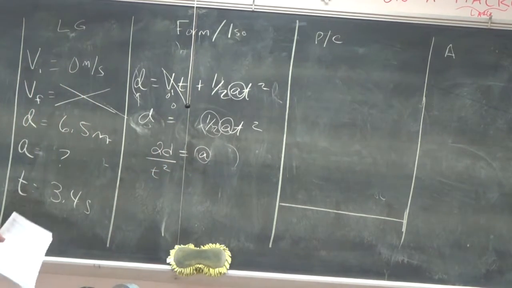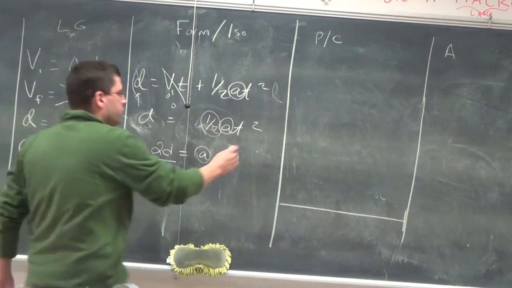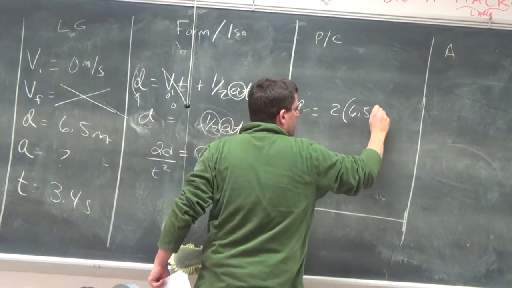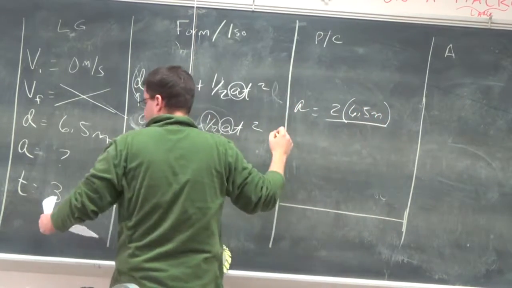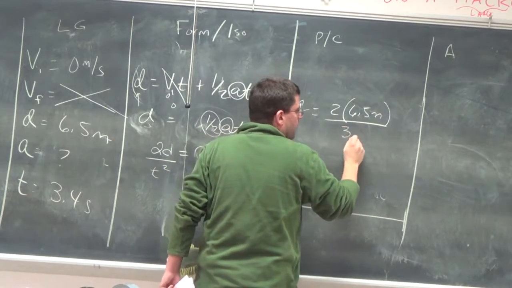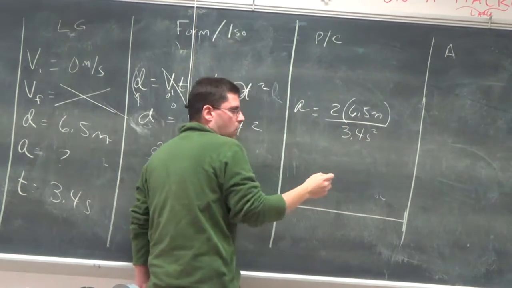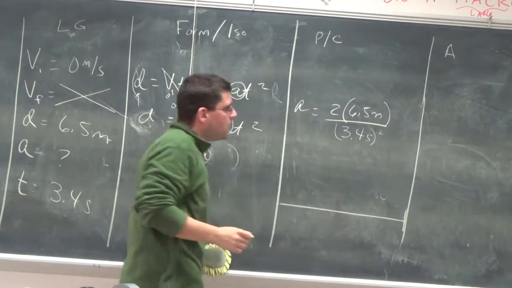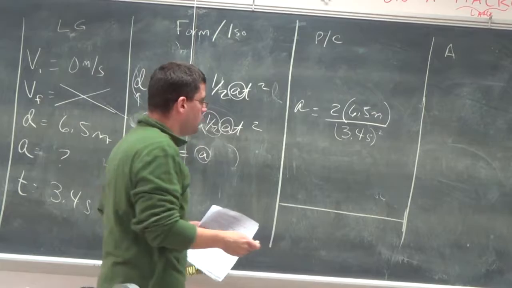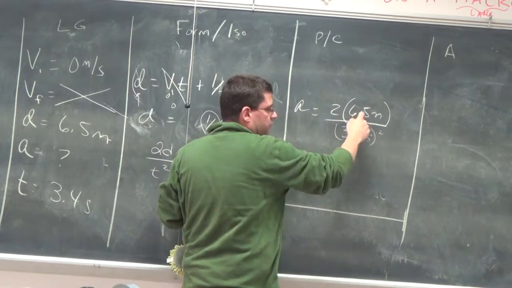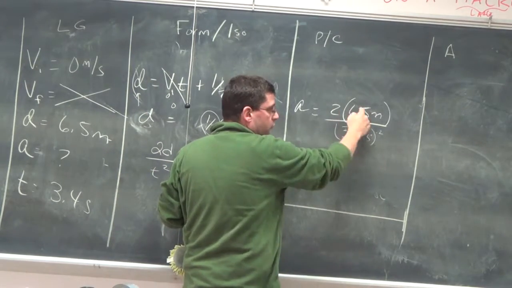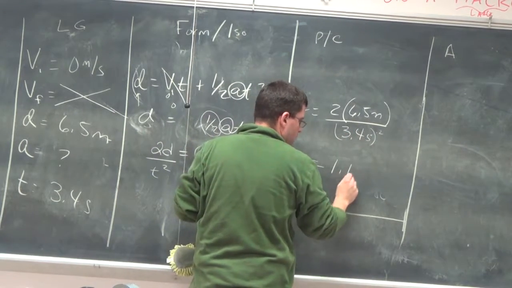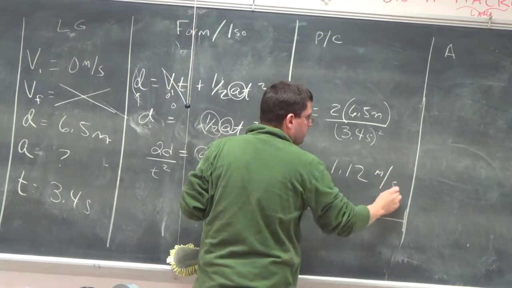Now, can we work with what we have here? It looks like we can. So now plug it in. Watch this. A equals 2 times 6.5 meters divided by T squared. Okay, watch this. 3.4 seconds squared. Well, what am I squaring? Just that. Make sure you parenthesize it. Okay? So now when you calculate that through, the acceleration is going to be 2 times this divided by this value squared. And when you do that, the answer should be about 1.12 meters per second squared.